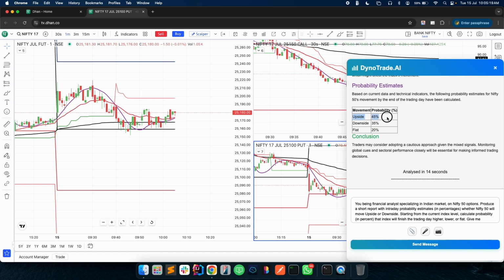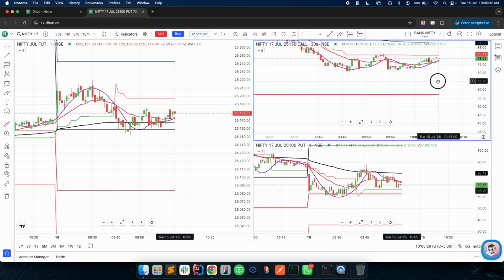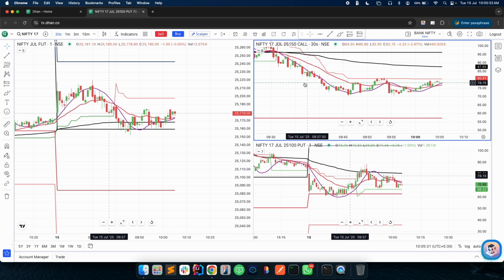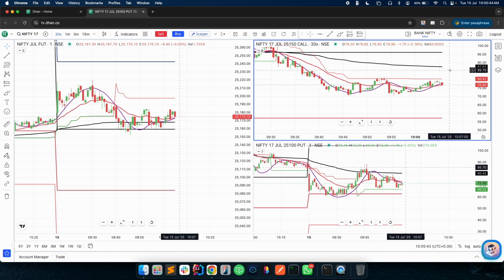So it says upside is 45%, downside is 35%, which means I would possibly go for either call option buy or I will go for put option sell. In this case, for me, buying a call option is not a good sign because I see there is a super trend, there is a VWAP, and there is a pivot point. High chance that it will take a pullback and then premium might decay, right?